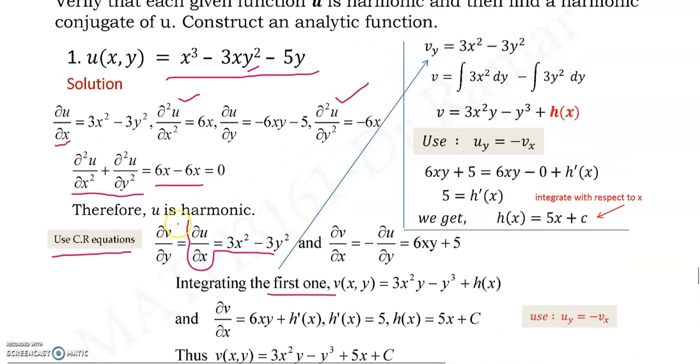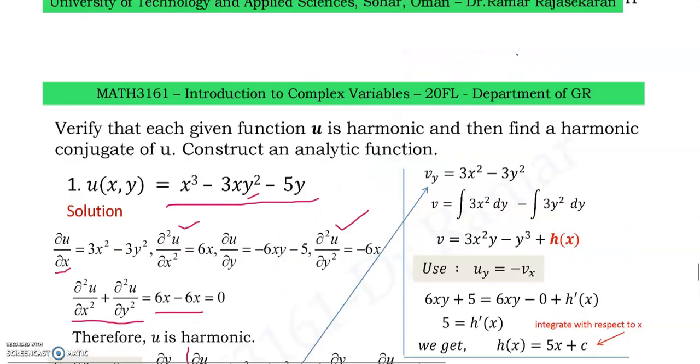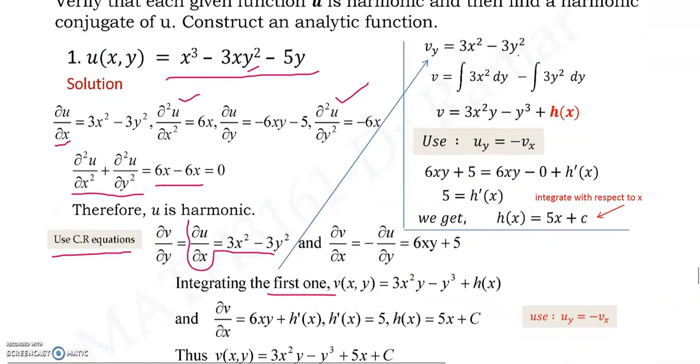You see v_y, what is v_y? That is ∂v/∂y, which is nothing but 3x² − 3y². See, I am writing here. So what we have to do, if you follow the steps from the previous slide, is integrate with respect to y. Now if you integrate here, you will get v.